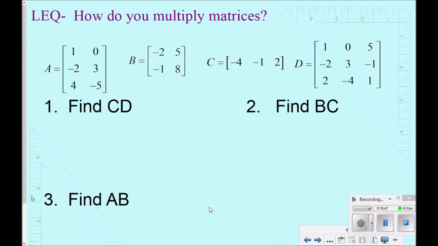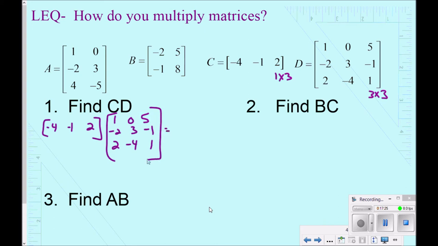So CD, before I even write the matrices, I'm going to check their dimensions. So C is 1 by 3 and D is 3 by 3. So I'm checking in that order, C first, D second, the inner dimensions are the same, which means that multiplication is possible. So I'm going to go ahead and copy both of those matrices, -4, -1, 2, and I'm putting them, of course, in that order. And then D, 1, 0, 5, -2, 3, -1, 2, -4, 1.